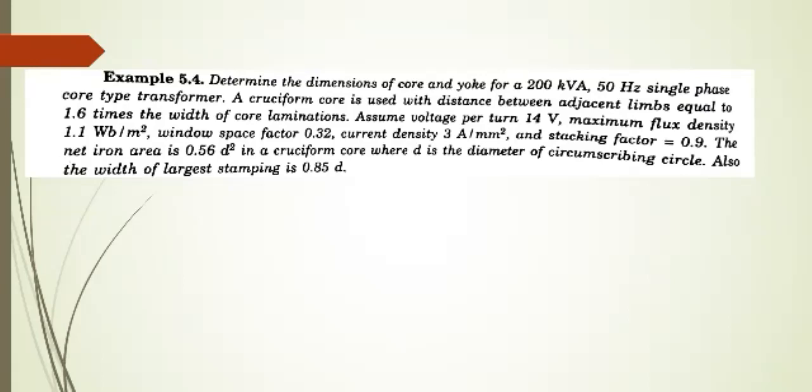and distance between the adjacent limb is equal to 1.6 times the width of the core lamination. The voltage per turn is given as 14 volts. Maximum flux density is given as 1.1 Weber per meter square. Window space factor is given as 0.32. Current density is given as 3 ampere per millimeter square. And stacking factor is equal to 0.9. So the net iron area is 0.56 d square. Okay. So we have these options here.